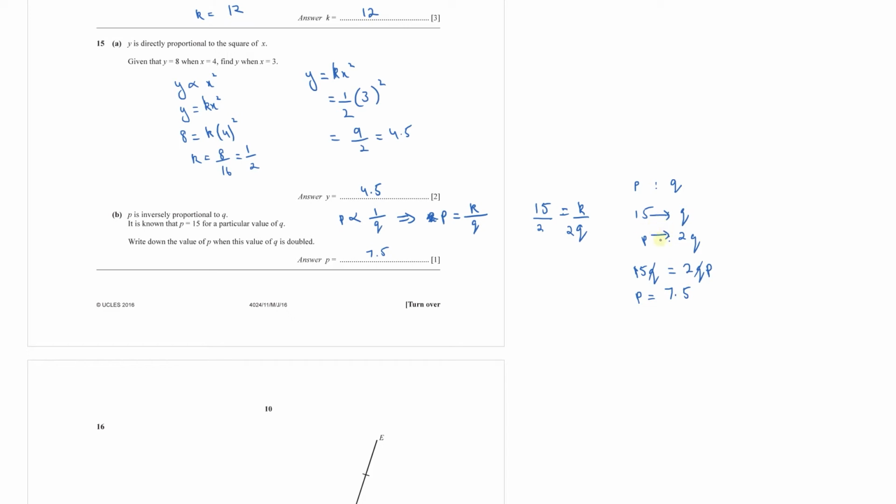So you can use the ratio method as well, or if you want to write it as inversely proportional, and then substitute this sign with an equals sign and have k here, you can use this, or you can use this. Either method gives you the same answer.